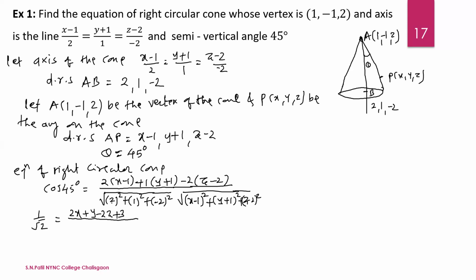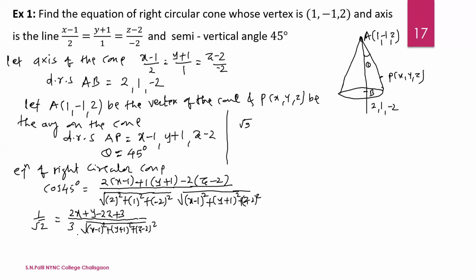Now here 2 square is 4, 1 square is 1, -2 square is 4, 4 plus 4 plus 1, that is square root of 9. The square root of 9 is 3. Okay, and now keep the square root term as it is: (x - 1) square, (y + 1) square, (z - 2) square.